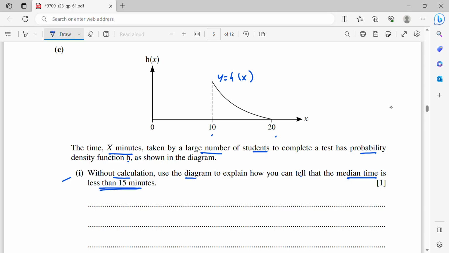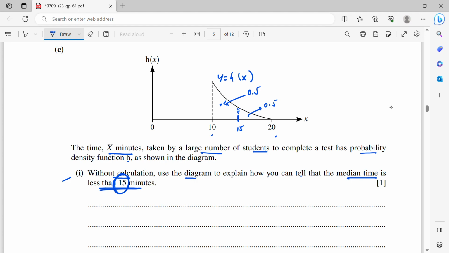If you want to show that the median is less than 15, note that 15 is the midpoint of 10 and 20. That means it is somewhere here. This is 15. We know that the total area under the curve is 1. So if the median is 15, that means this region's area will be 0.5, and here is going to be 0.5.